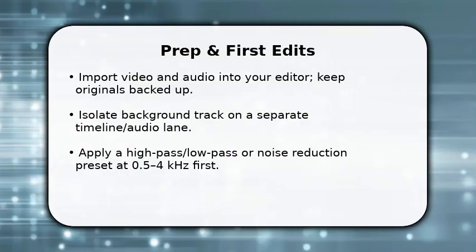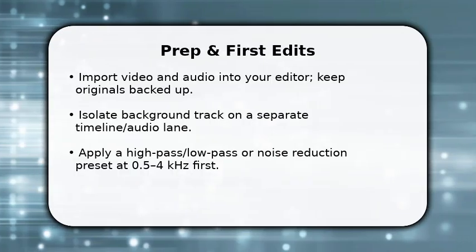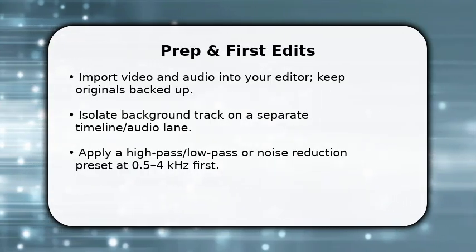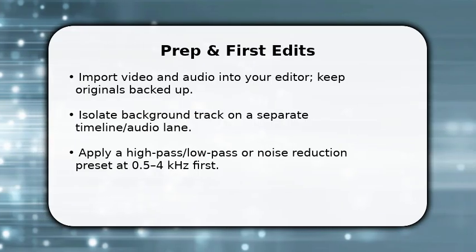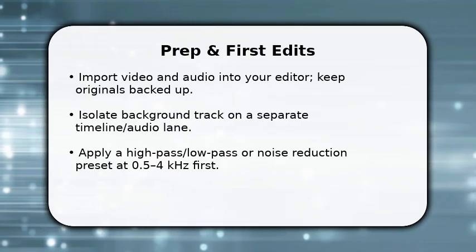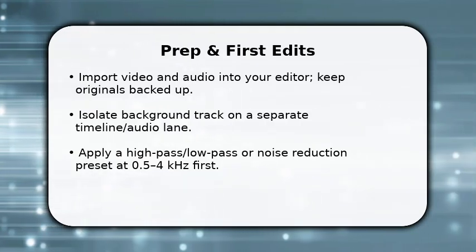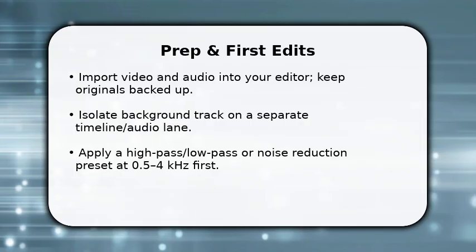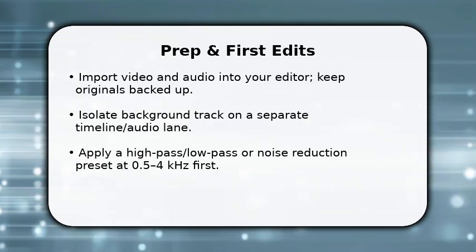You start by importing your footage and audio, and you keep originals safe. Make a dedicated audio lane for background sound right away. Once done, solo the background track so you only hear what you'll edit, then run a quick noise reduction pass and set a high pass around 80 Hz to remove rumble.